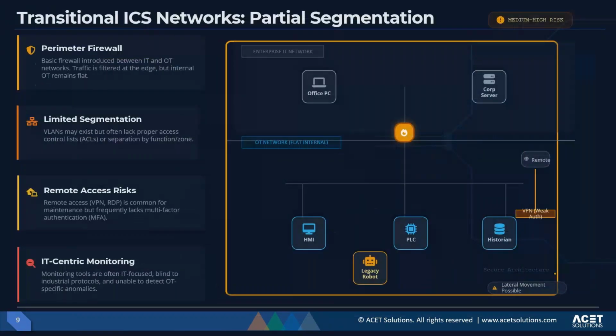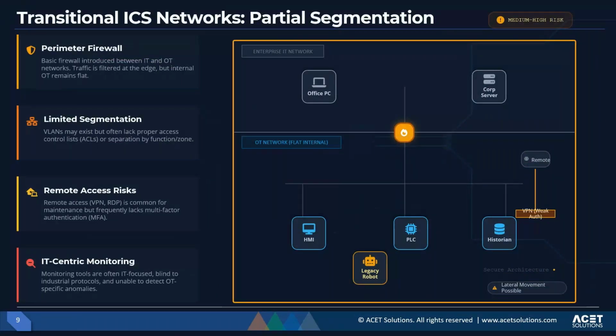So, as IT/OT convergence is happening in many ICS environments, organizations began taking steps toward security by introducing basic controls, but the architecture still remained significantly risky. Typically, the first improvement is the addition of a firewall between IT and OT, which provides some boundary protection. However, inside the OT environment itself, the network often remains mostly flat.